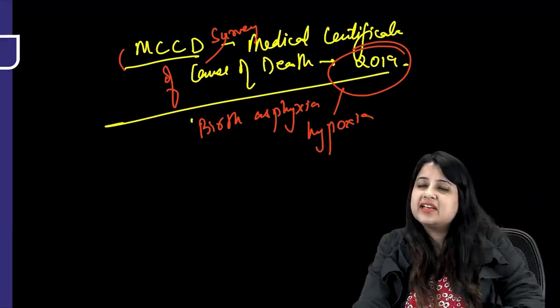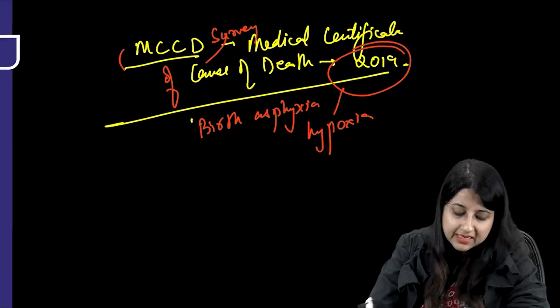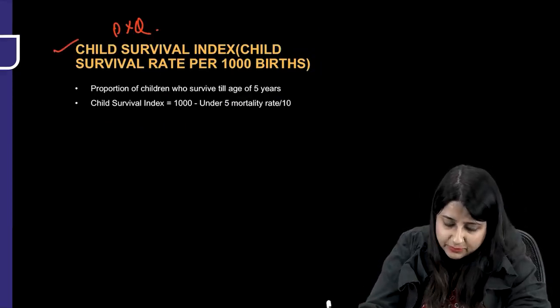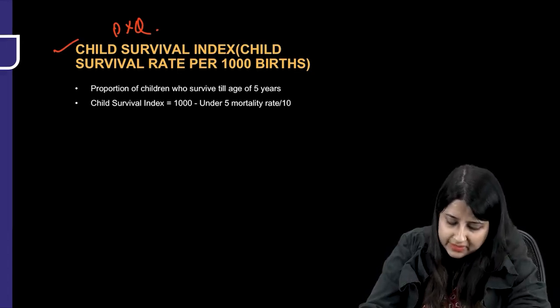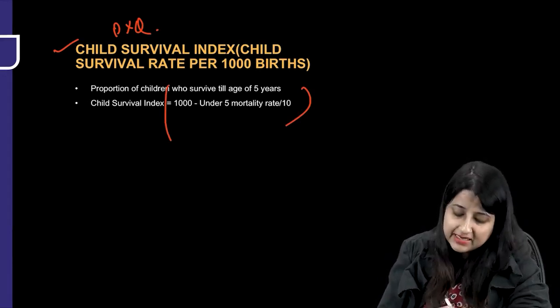And for child death rate in developing countries, the most common cause is diarrhea. This is a PYQ. What is child survival index? This is the proportion of children who are going to survive till the age of 5 years. This formula is asked: 1000 minus under 5 mortality rate, divided by 10.